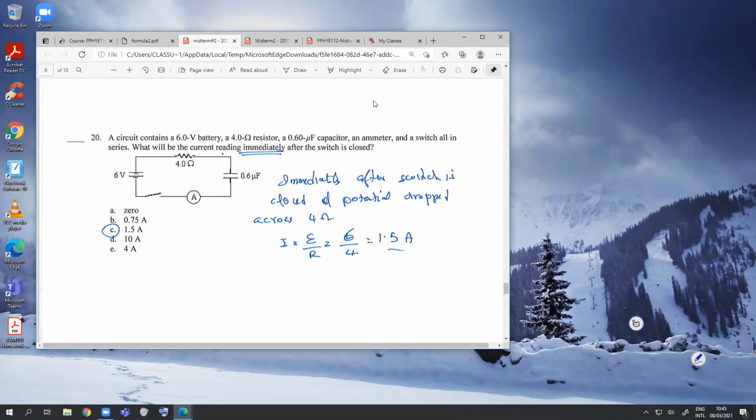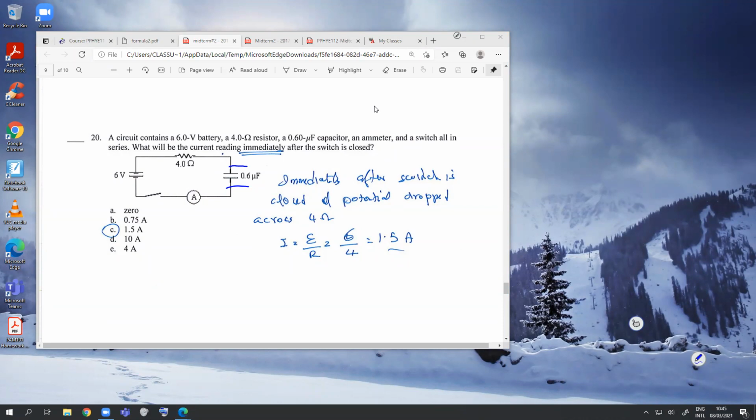The circuit contains a 6-volt battery, 4-ohm resistor, and 0.6 microfarad capacitor, an ammeter, and a switch all in series. What will be the current reading immediately after the switch is closed? It's about charging, right? The capacitor is not charged. You close the switch. Let me ask you, how much charge immediately after? There's no charge, so it will start from 0, right? The charge will be 0.